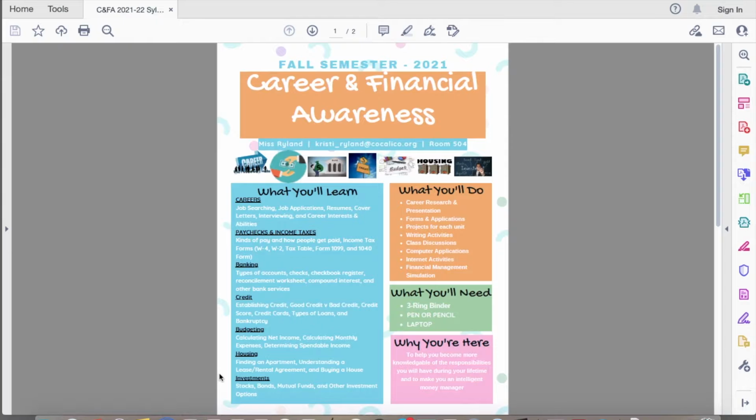And what are the things that they will do? Again, I already touched on the career research and presentation. They'll learn how to fill out a 1040 form and a job application. There will be different projects for each unit, and some of those projects involve writing activities. As we discuss the contents of each unit, there will be class discussions that they will be expected to participate in.